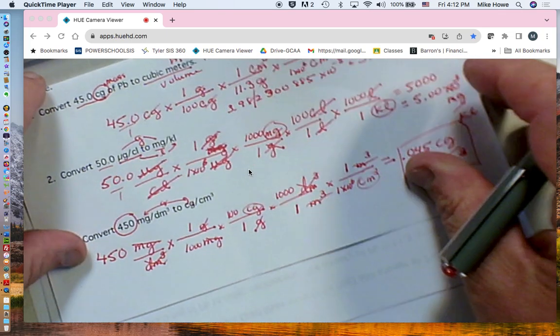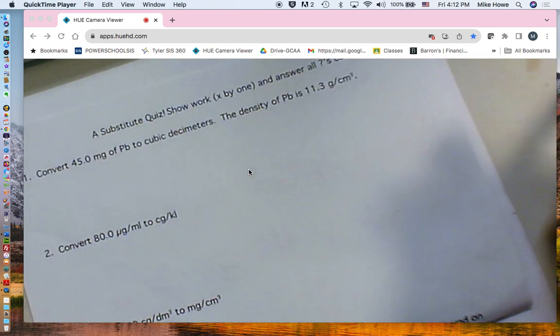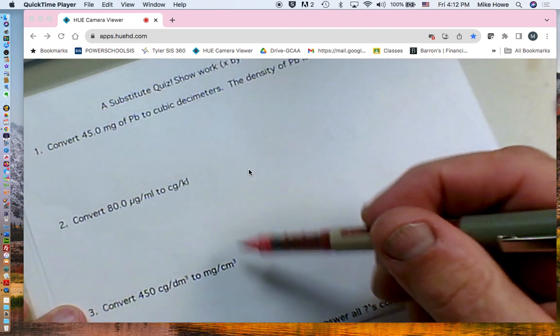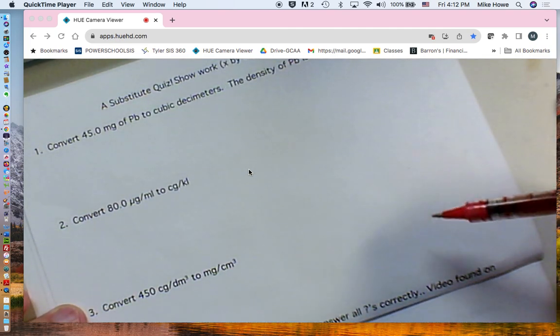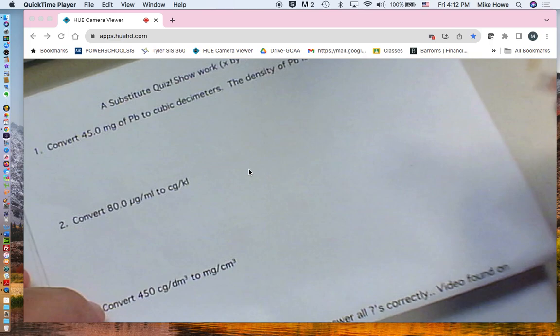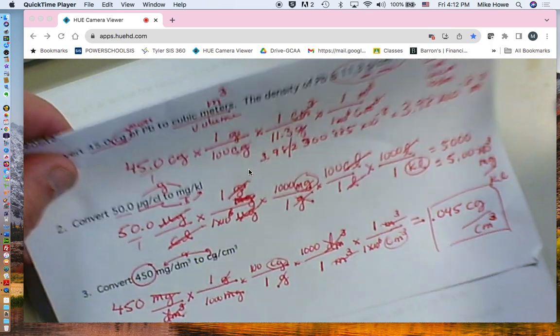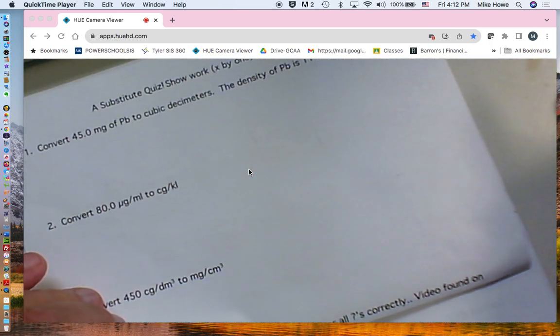So I'm hoping that you can use the information here to work with problems up here. The relationships will be different, but the logic is pretty much the same. And I expect this to be turned in on Tuesday when you come into class.